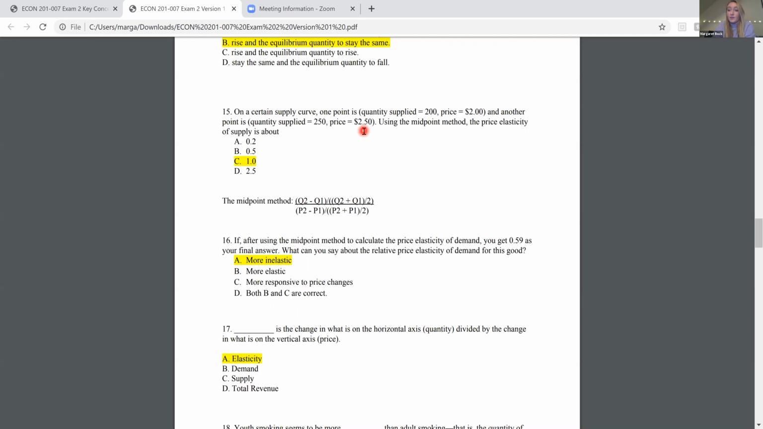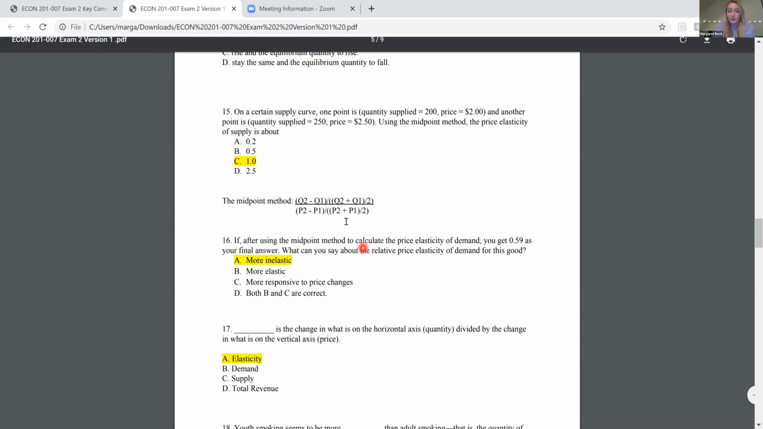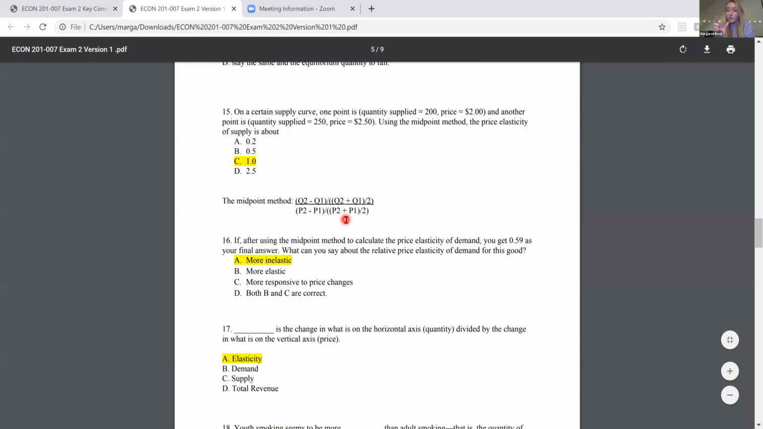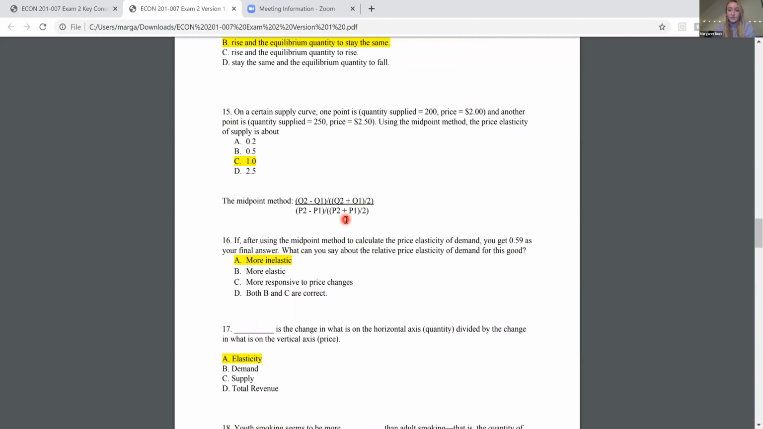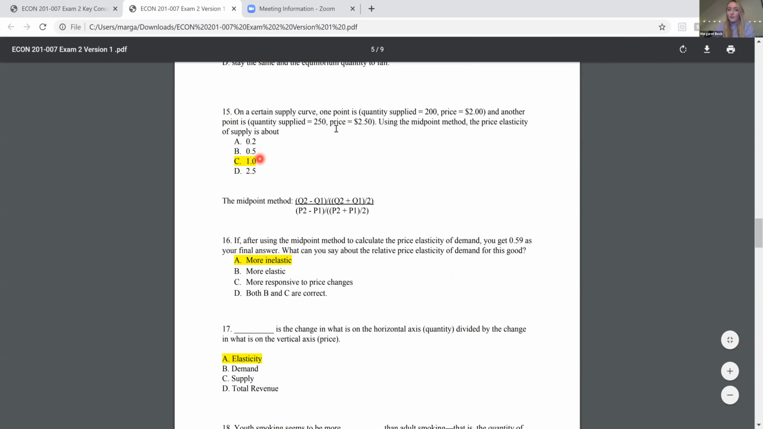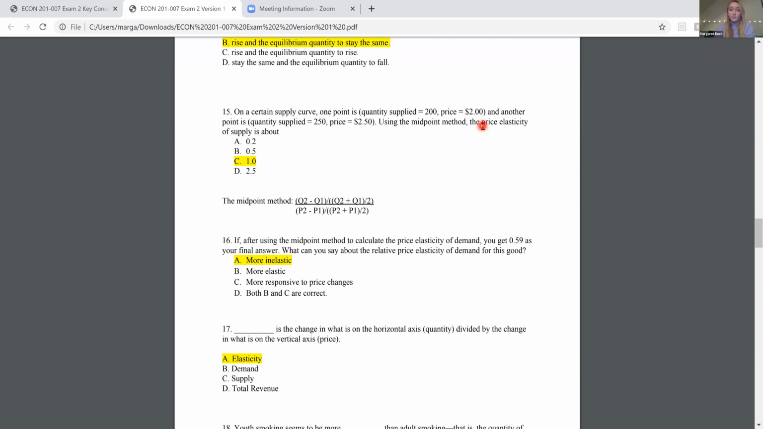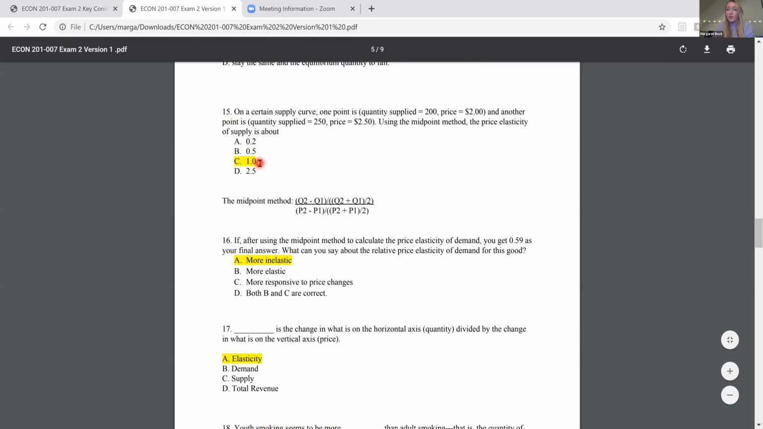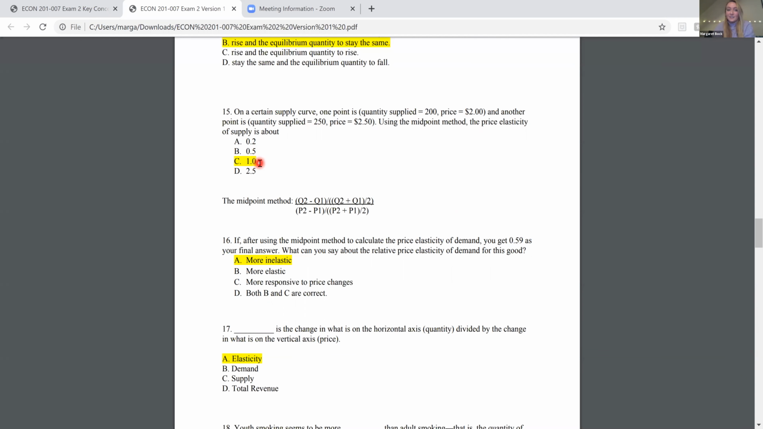And then you do the same thing for the price. If you do $2.50 minus $2 divided by the midpoint between those two, which is $2.25, you'll get your denominator. And then you just divide the numerator by the denominator, and you should get 1, because these are essentially changing by the same amount. So this supply curve, we can call it unit elastic.